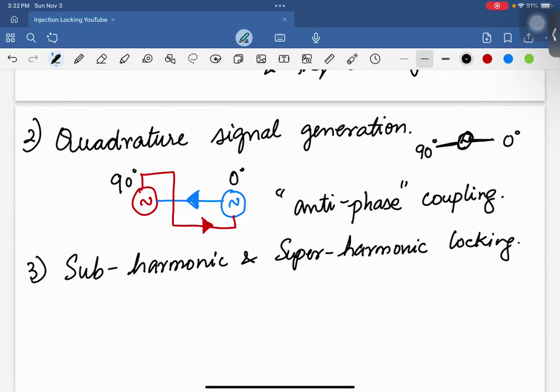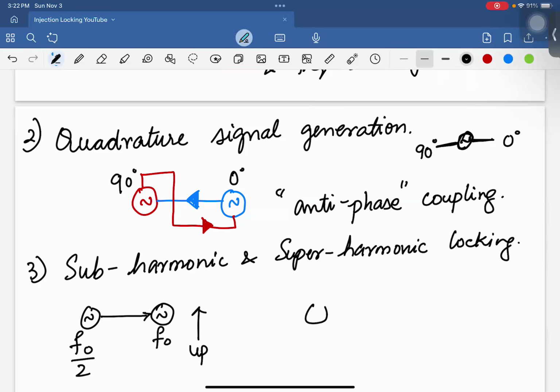So for example, you can actually lock from F0 over 2 to F0. So if you have a signal that's clean at F0 over 2, let's say at 10 gigahertz, and you have a free running oscillator around 20 gigahertz, you can create a clean signal at 20 gigahertz by locking it to a subharmonic. So it's like frequency up conversion.